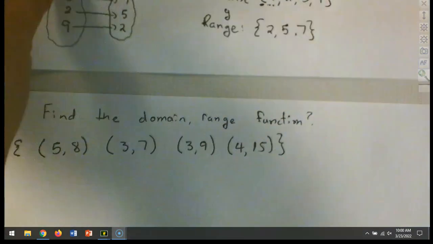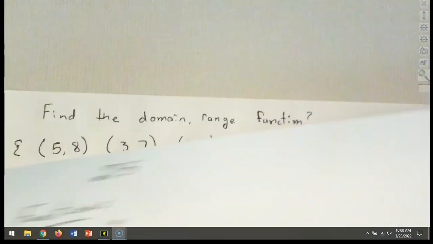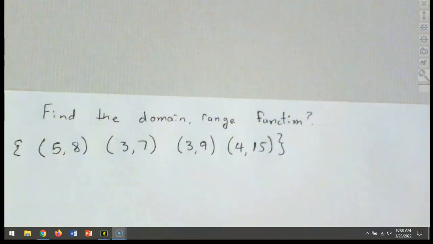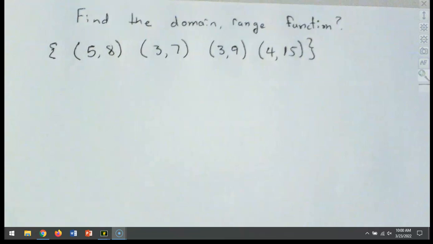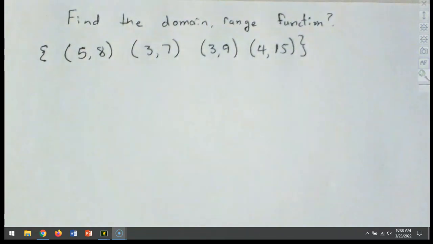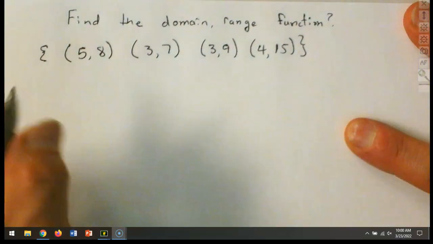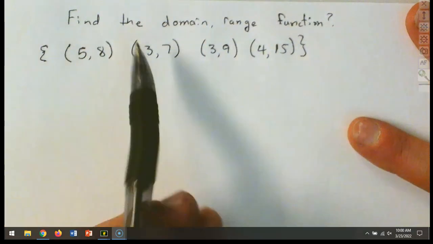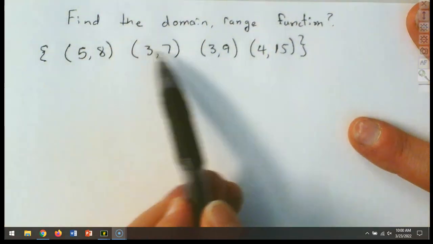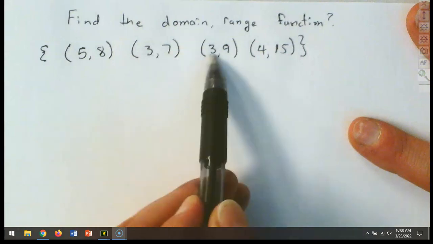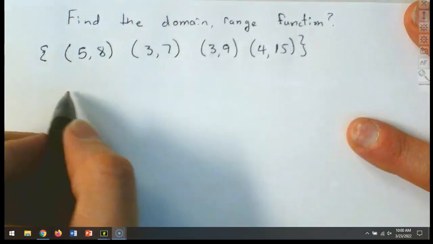Okay. Well, you don't even have to make the mapping. I like to make the mapping. I think the mapping is a visual way of looking at things. And so I always like to do the mapping, but you don't have to. Because you can already tell that this is not a function because these two have a duplicated 3 on the x value.